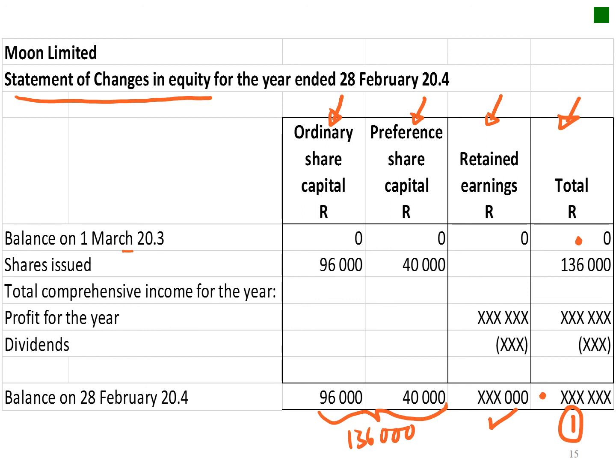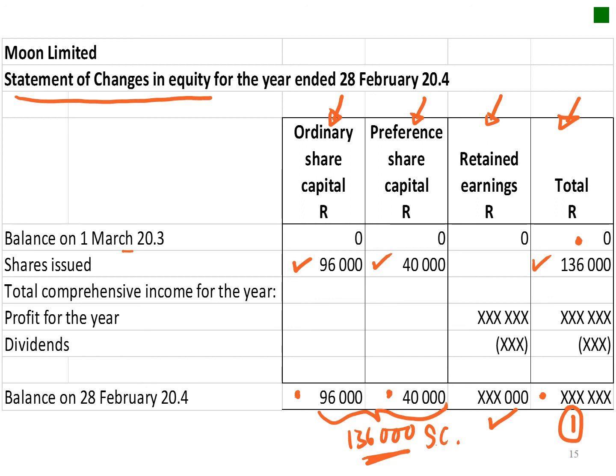If you look at our balances at the beginning, they are 0, and the reason for this is it's the first year of the company's operation. So in the first year, we issued shares. We already did the calculation. In the statement of changes in equity, we have to show if any shares have been issued. Here we have 96,000 of ordinary shares, 40,000 of preference shares, a total of 136,000. That then becomes your balance on your share capital at the end of the year for ordinary shares and preference shares. And as I said, that then is the amount that gets shown on the statement of financial position for share capital.